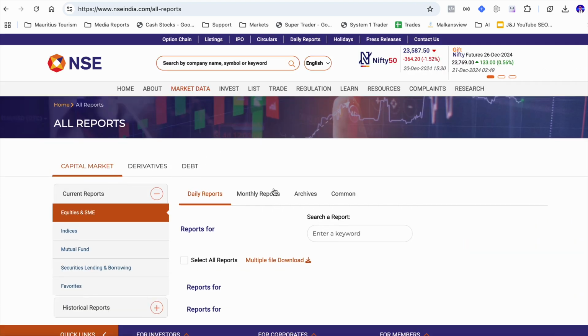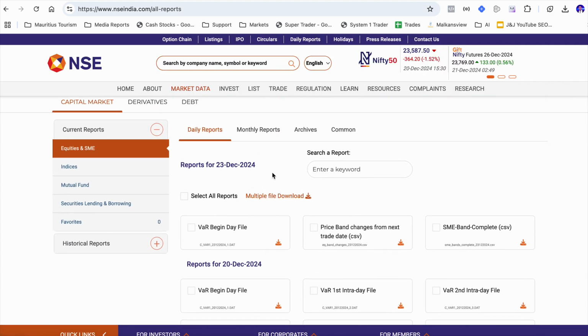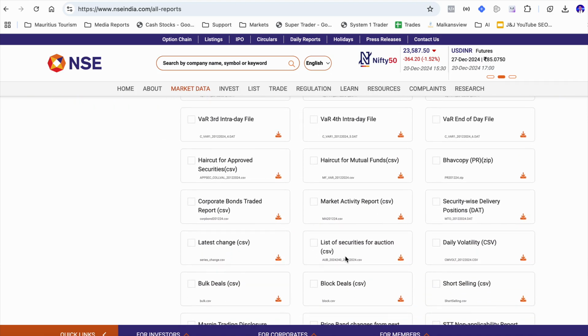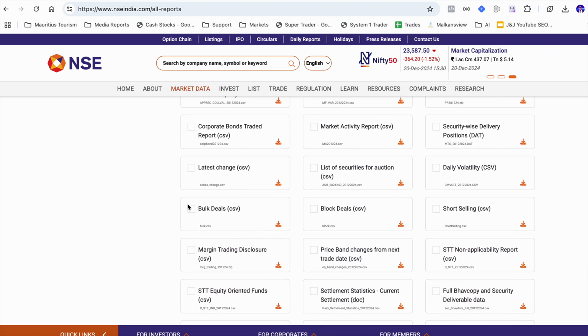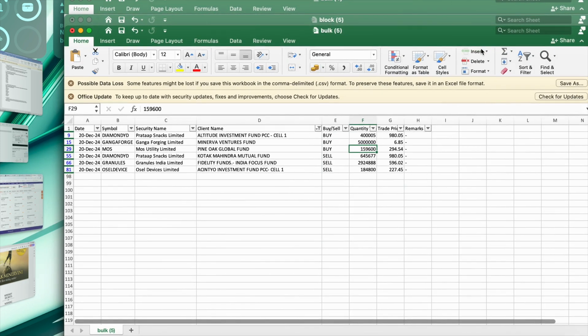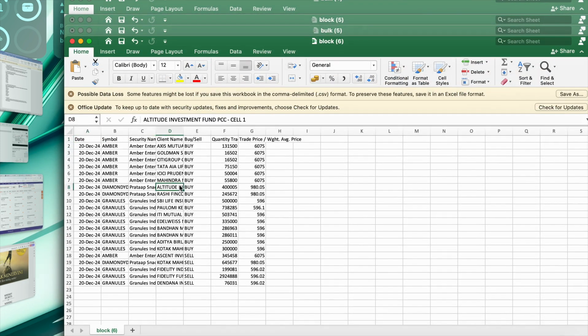So over here, you will get lots of files like this. Do not get confused. Don't look at Bhav copy, but look at bulk deals and block deals. So this is what I look at. I look at bulk deals and block deals, and I download them. So they're just downloading, right? And now that they are downloaded, I'm just going to open them. So I'm going to open block deals first, and then I'll open bulk deals. So this is what has come up.